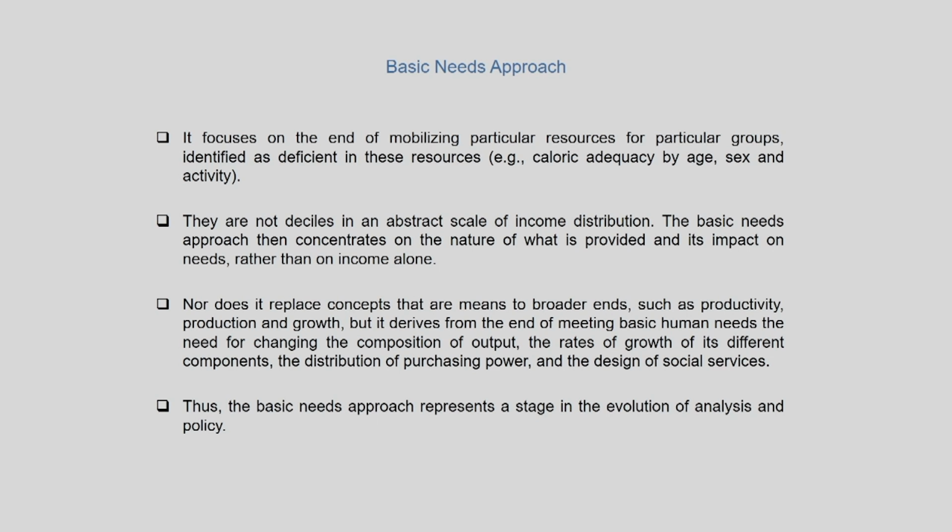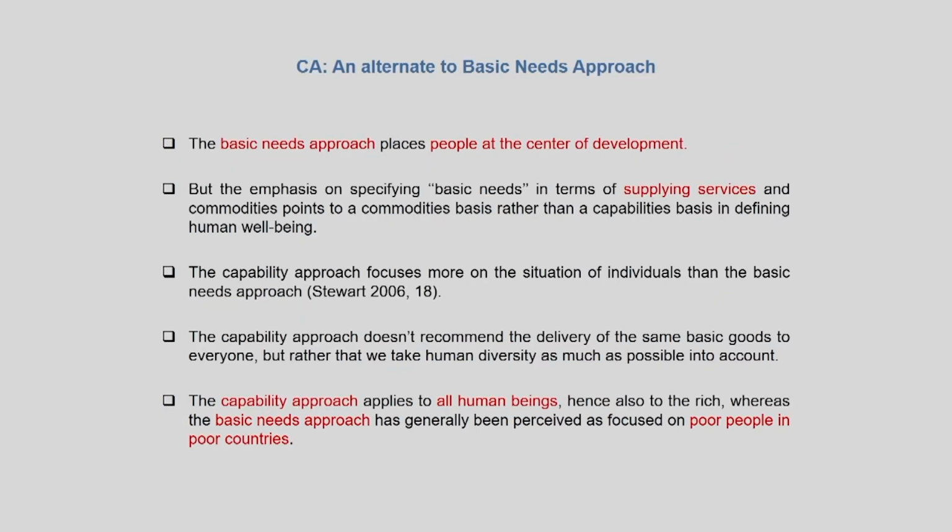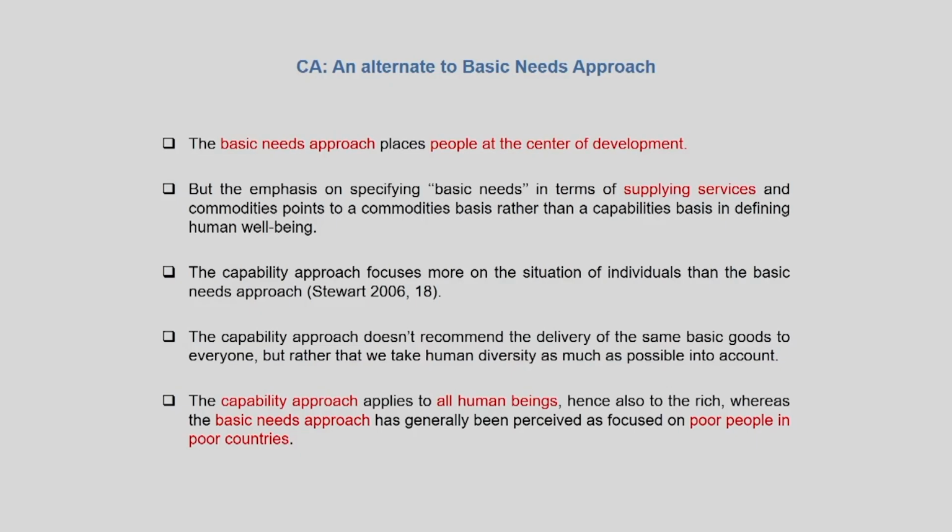So, BNA represents a stage in the evolution of analysis and policy. And how does the capabilities approach become an alternative to the basic needs approach? The BNA also places people at the center of development because the focus is on providing resources to people so that they can be best able to transform these resources into development. But the emphasis is on specifying basic needs in terms of supplying services and commodities, which points to a commodities basis rather than a capabilities basis in defining human well-being.